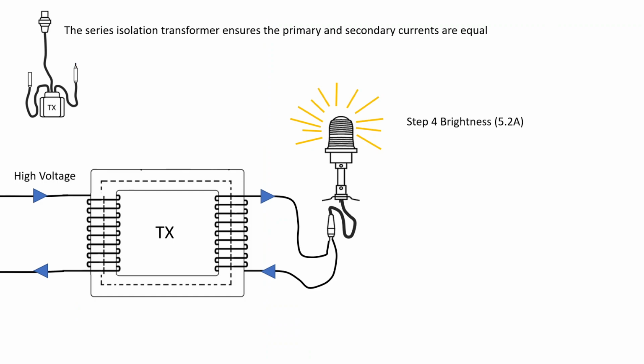So the series isolation transformer ensures the primary and secondary currents are equal. So if we were at step 4 brightness, 5.2 amps, that would mean that there would be 5.2 amps on both the secondary and the primary. If the air traffic controller adjusted it down to B1, then that would be 2.8 amps, and we would have both 2.8 on the primary and the secondary.